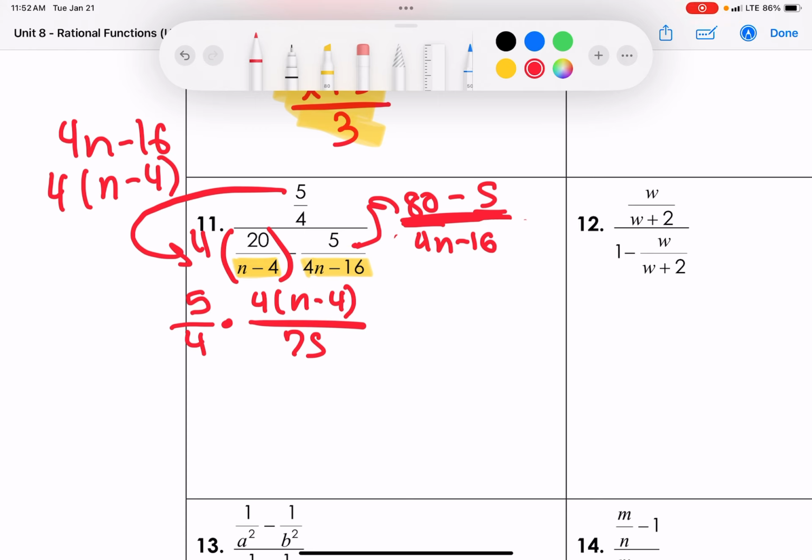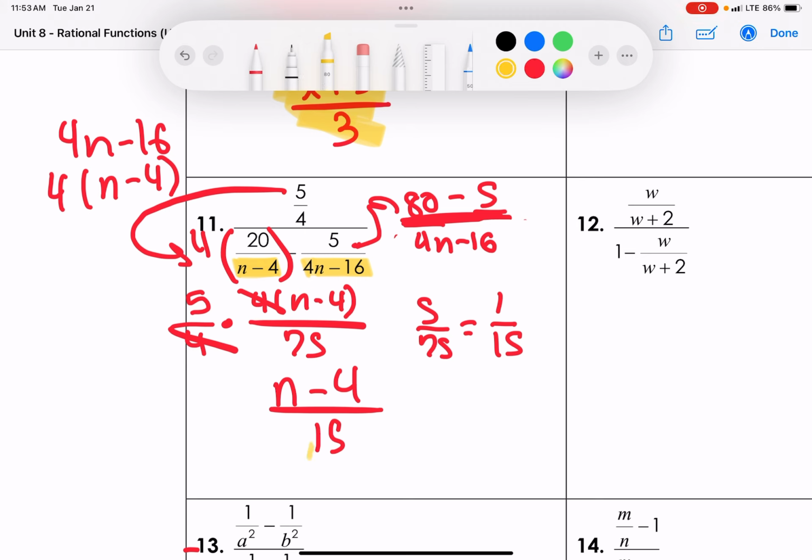Let's see what I got. So the 4's cancel. And now I have the 5 over the 75. So how many times is 5 going to 75? 75 divided by 5. So now I have n minus 4 over 15. All right, because 5 over 75 is just equal to 1 over 15. Simplifies to 1 over 15. So this would be my final answer.